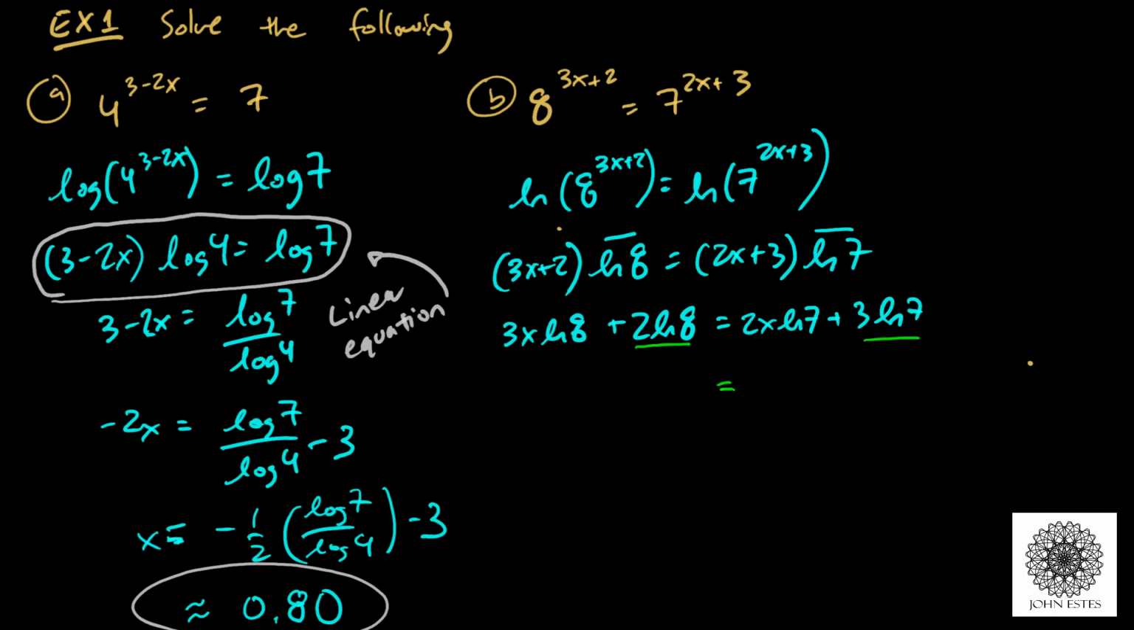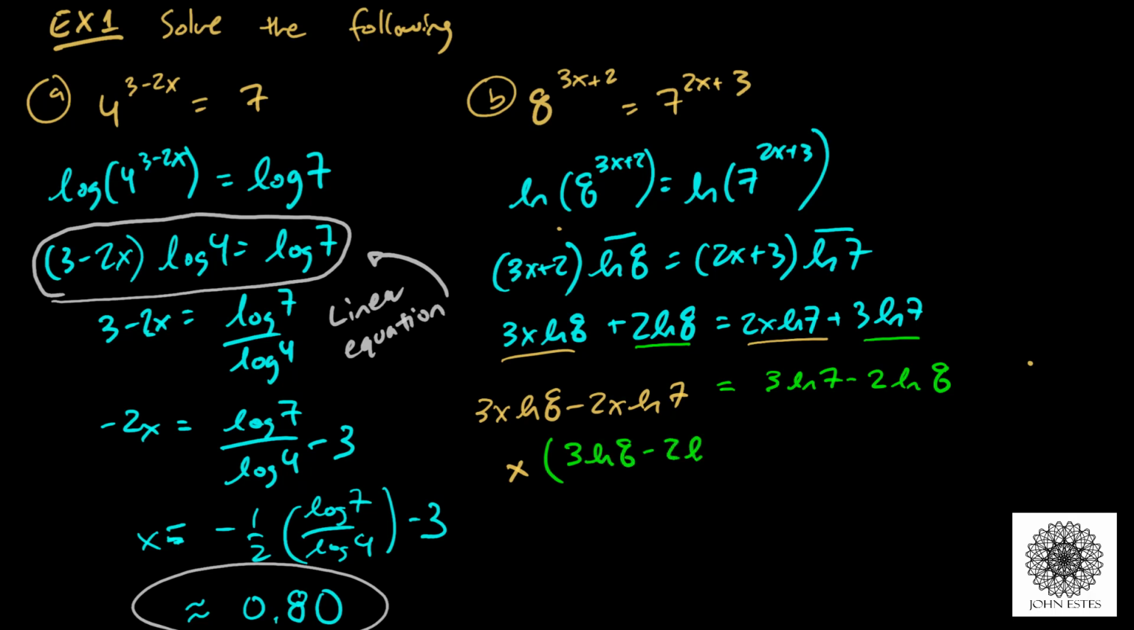On my left-hand side, I'm going to have 3 ln 7 minus 2 ln 8. On the right-hand side, I'm going to bring together everything that is not a real number and everything that has a variable in it together. So here I have 3x ln 8 minus 2x ln 7. And the reason I did that is because now I can factor out an x, and when I do, I'm left with 3 ln 8 minus 2 ln 7, and I wrote it in green on purpose to show you that that is all just a real number, equals 3 ln 7 minus 2 ln 8.